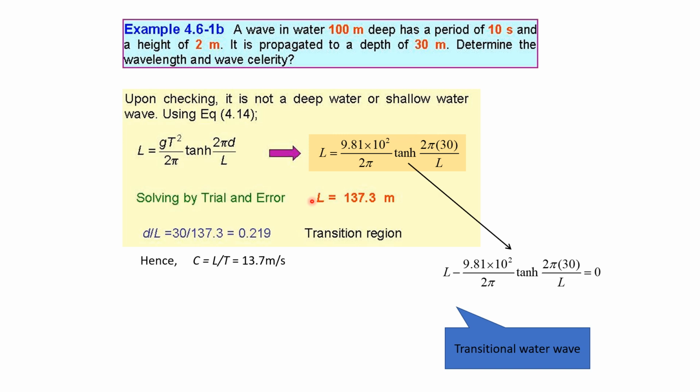Alright, we want to check the relative depth d over L. We found that it equals 0.2. So we confirm that indeed, this wave is now in the transition zone. And so if we want to find the wave celerity, which is L over T, now we get it as 13.7 meter per second.